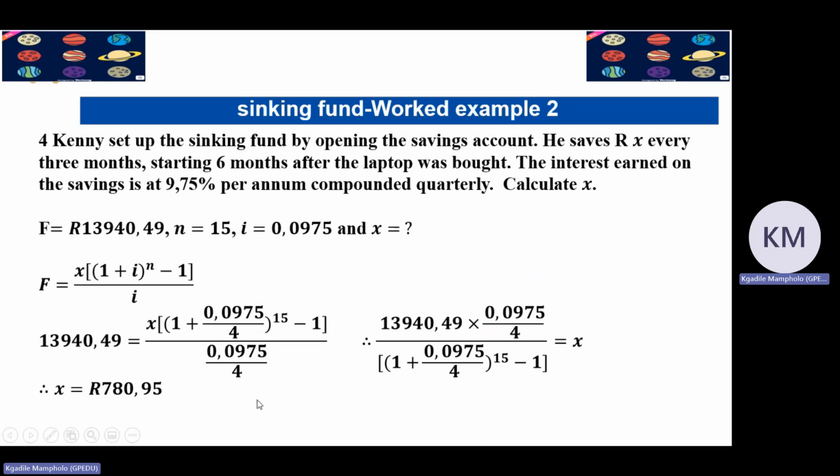It means if Kenny invests 780 rand 95 cents for 4 years with the interest compounded at 9.75% quarterly, starting in 6 months' time, then he'll be in a position to reach the target of his sinking fund.